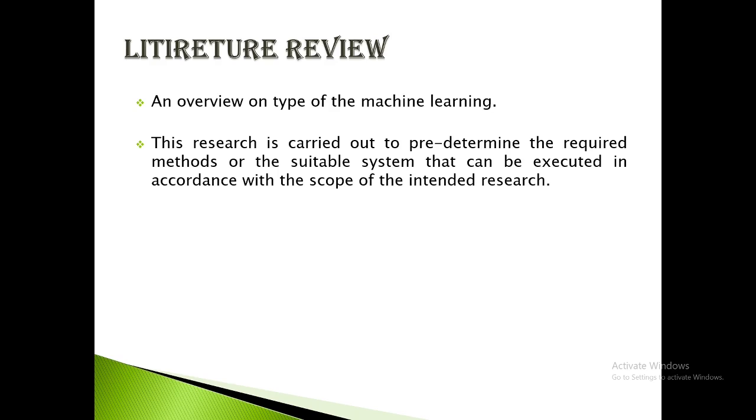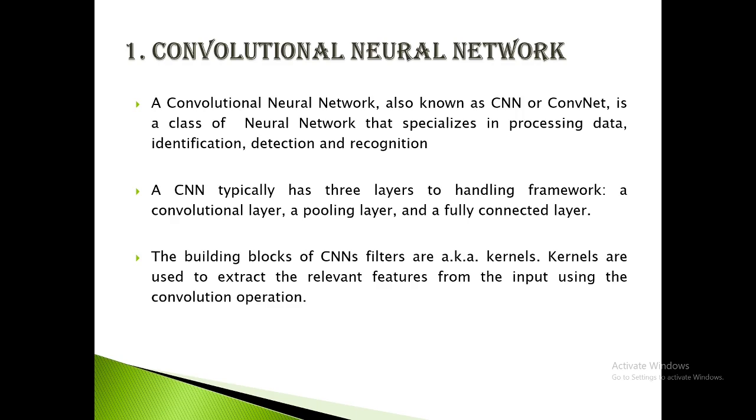The next slide shows the literature review of the project. The overview done to the type of the machine learning which are convolutional neural network, faster RCNN and also support vector machine. The first review is about convolutional neural network. A convolutional neural network, also known as a CNN or ConvNet, is a class of neural network that specialized in processing data, identification, detection and recognition. A CNN typically has three layers: a convolutional layer, a pooling layer and also a fully connected layer.